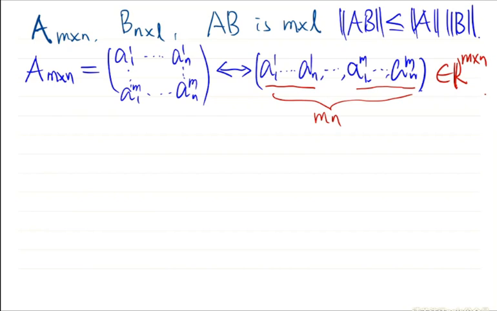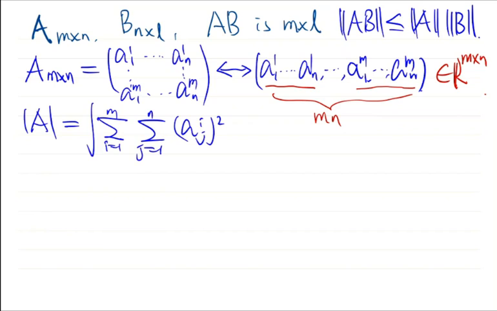So a matrix corresponds to a point in R^(mn). We can view the matrix as a point in R^(mn). Since it is a point in a Euclidean space, this matrix has a Euclidean norm, which is by definition the square root of the sum of the squares of all the components: the sum over i from 1 to m, j from 1 to n of a_ij squared, then take the square root. This is the Euclidean norm of the matrix.